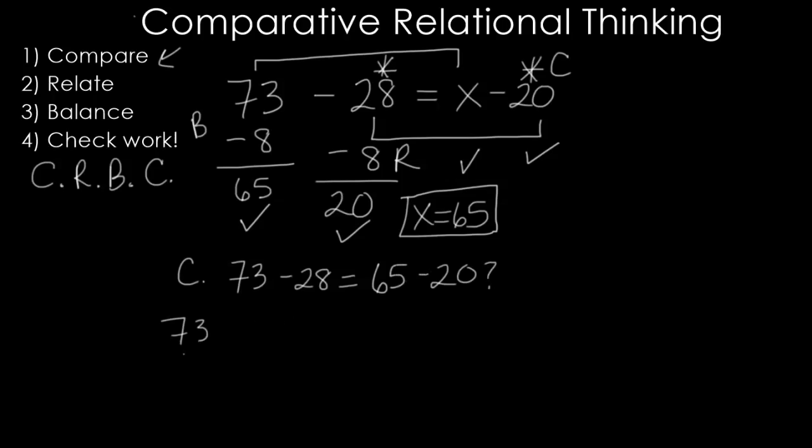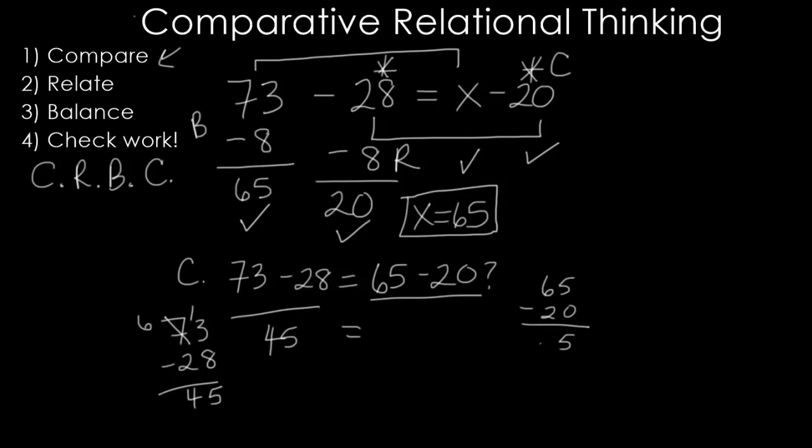Well, what is 73 minus 28? 6, carry the 1, right? 13 minus 8, that's 5. 6 minus 2, that's 4. Okay, so this side is 45. Does that equal this? What is 65 minus 20? 5 and 4. Yes, great. You got it right. Okay, that is a true statement.